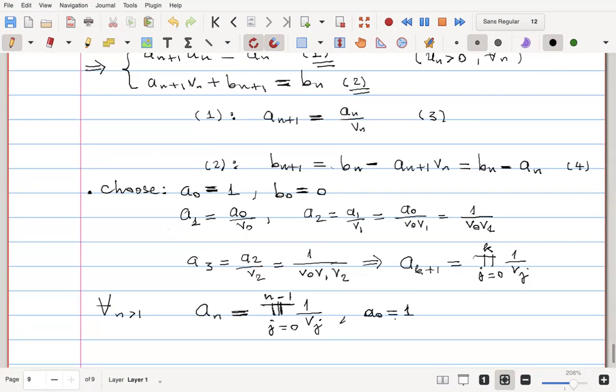So if we kept a_0 arbitrary, we'd be multiplying this by a_0 here. So we have found already the expression of this sequence a_n. Now, what about b_n? Now that we know a_n, we can do the same thing here to find a recursion for b_n.